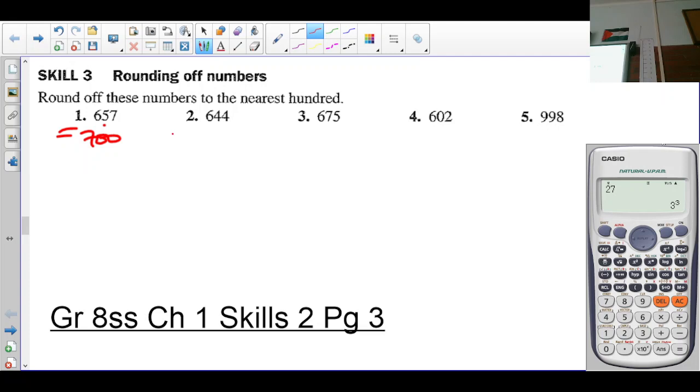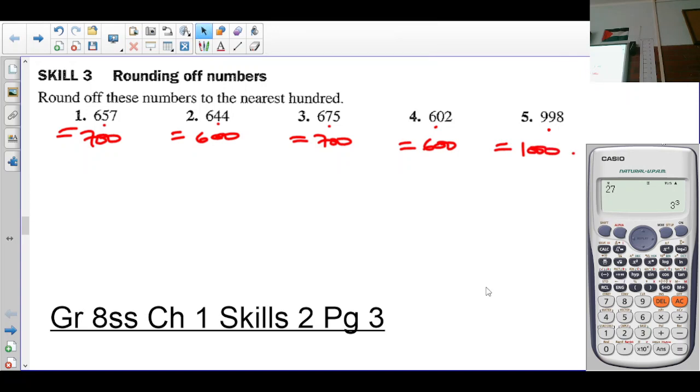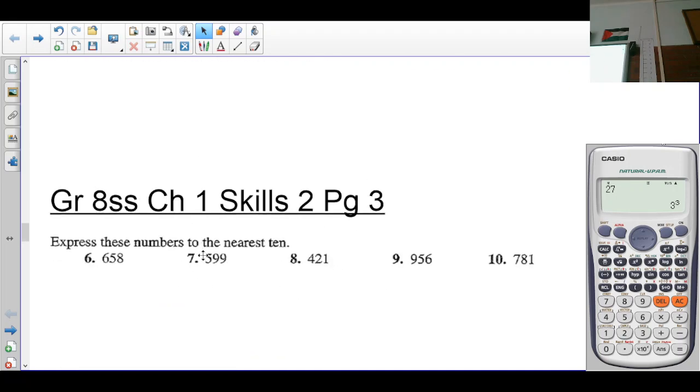Right. So this one here? 600. This one here? 700. This one here? 600. This one here? 1,000. You all okay with that? Who got it wrong? Nobody. Okay? Don't be shy if you got it wrong, and I'll try and explain to you again. Okay?